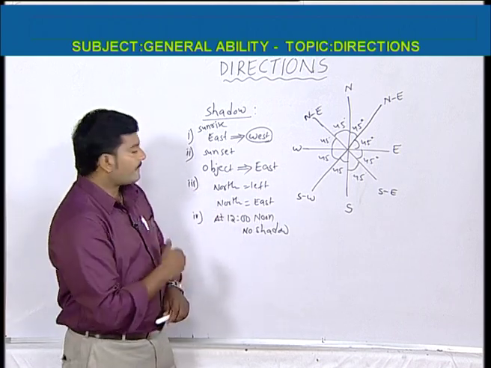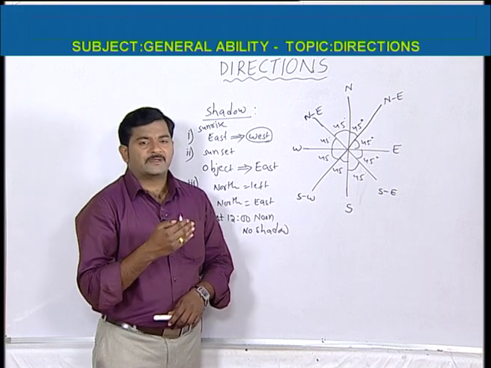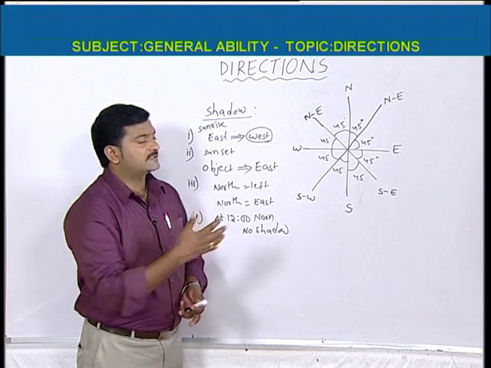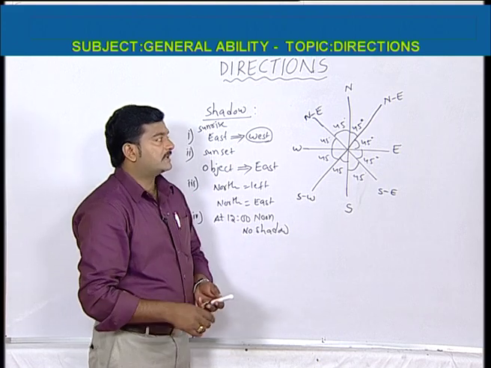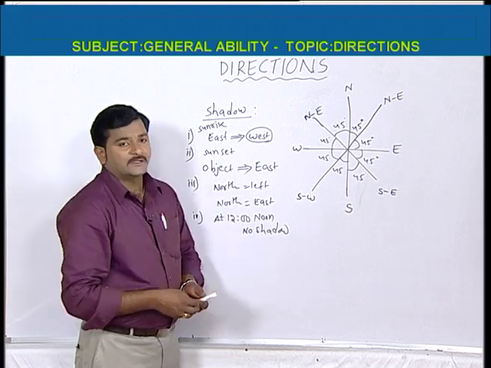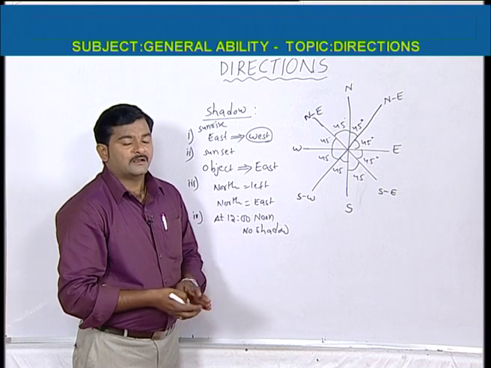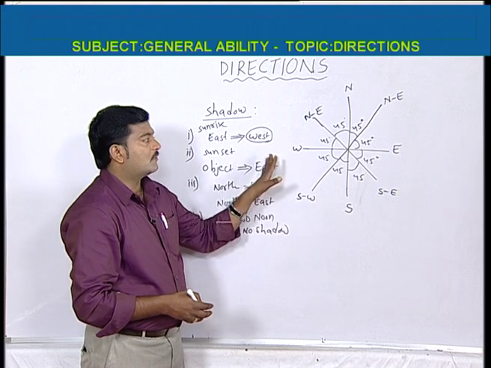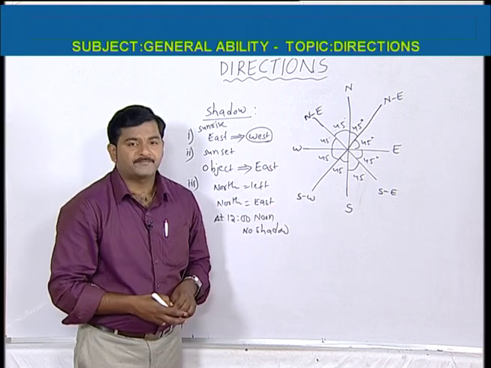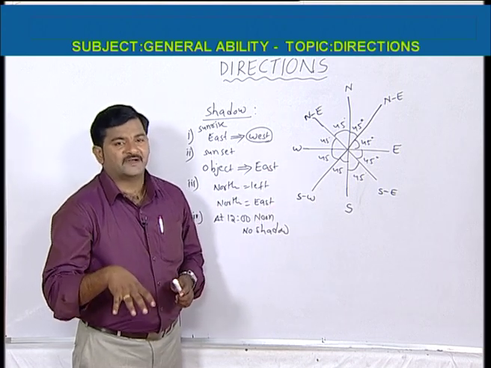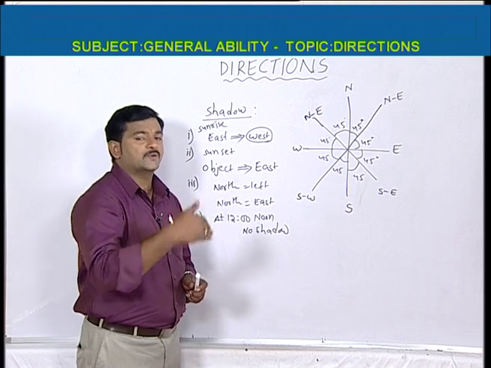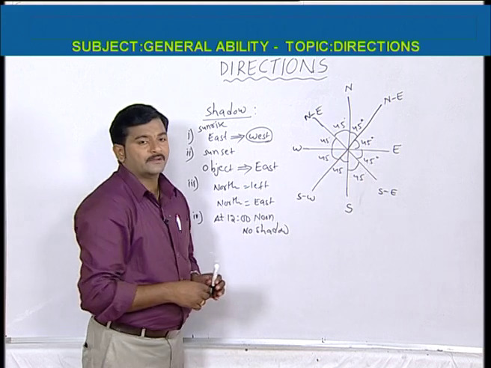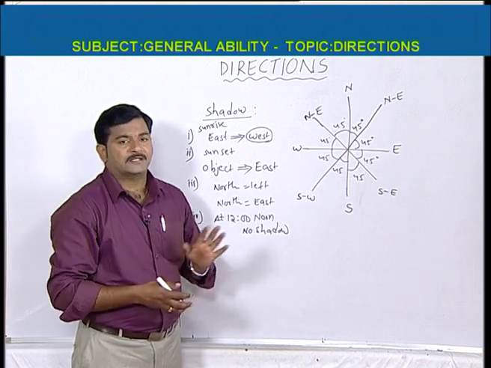And the third point: think that the person is facing towards north, or else the object is facing towards north. Then what can we say? In the morning time, the shadow of an object is always towards the left. So left means what are you getting? West. And at the time of sunset, if the person is facing towards north, then his shadow will always be towards what we can say? East. That is the third point.